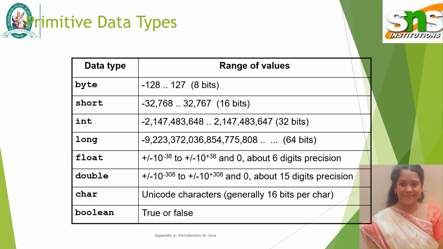When we go for byte, it is minus 128 to 127. For short, it is minus 32,768 to 32,767. For integer, it is minus 2,147,483,648 to 2,147,483,647. Long is 64 bits. The float is plus or minus 10 to the power 38, and the double is 10 to the power 308. The character is Unicode characters, and the boolean is true or false.